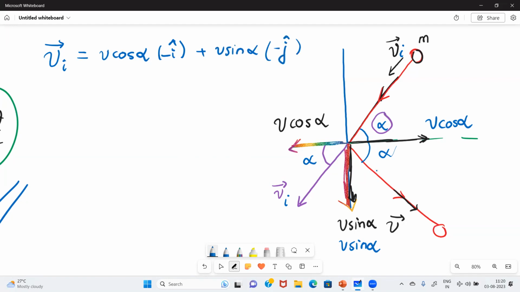Now we have written the velocity, the incoming velocity. Now we'll talk about the outgoing velocity, which is the reflected ball. The final velocity we'll talk about.